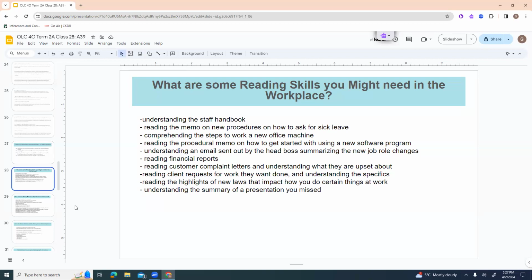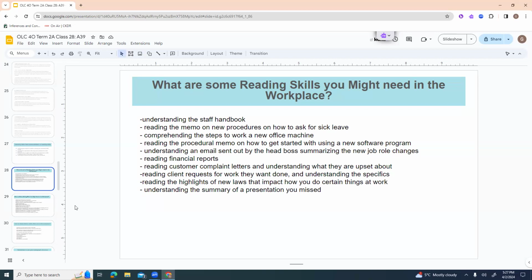Reading the memo on new procedures for how to ask for sick leave. Comprehending the steps to work on a new office machine. Reading the procedural memo on how to get started with using a new software program. Understanding an email sent out by the head boss. Summarizing new job role changes. Reading financial reports. Reading customer complaint letters and understanding what they're upset about.